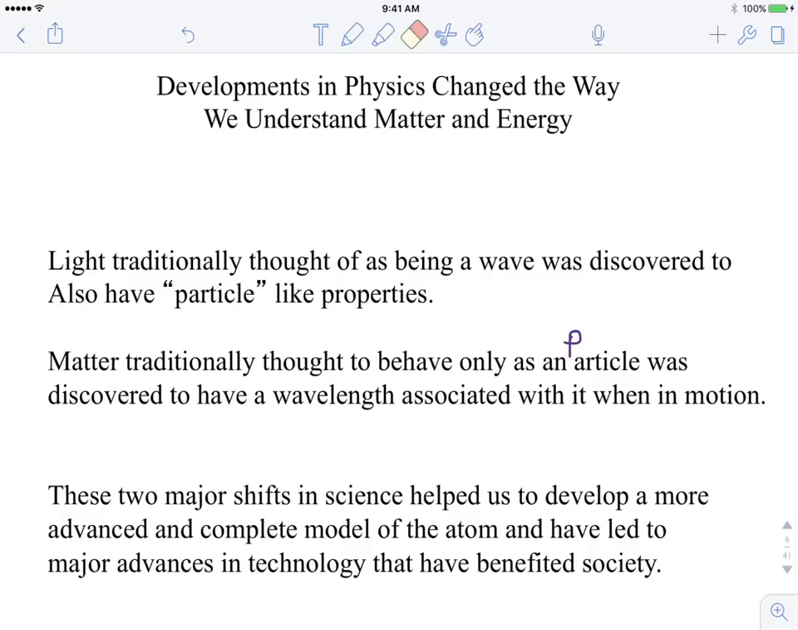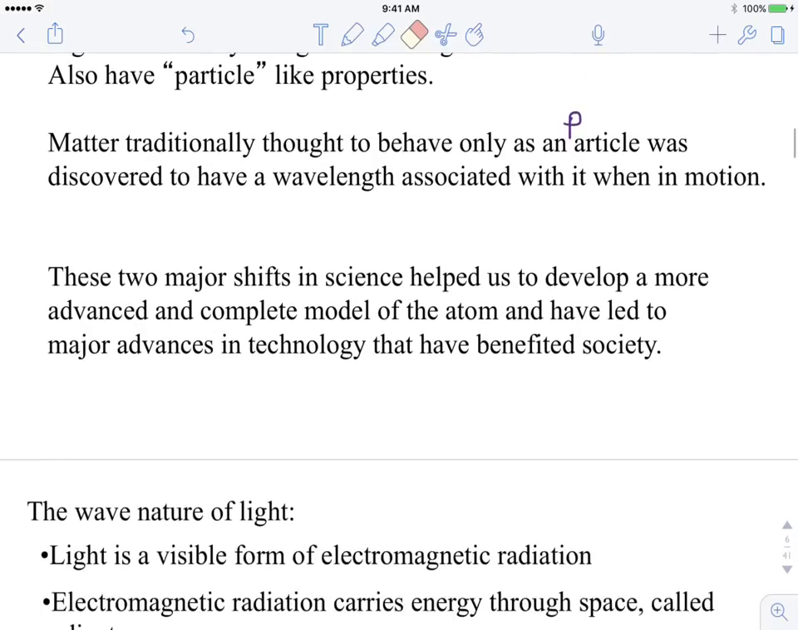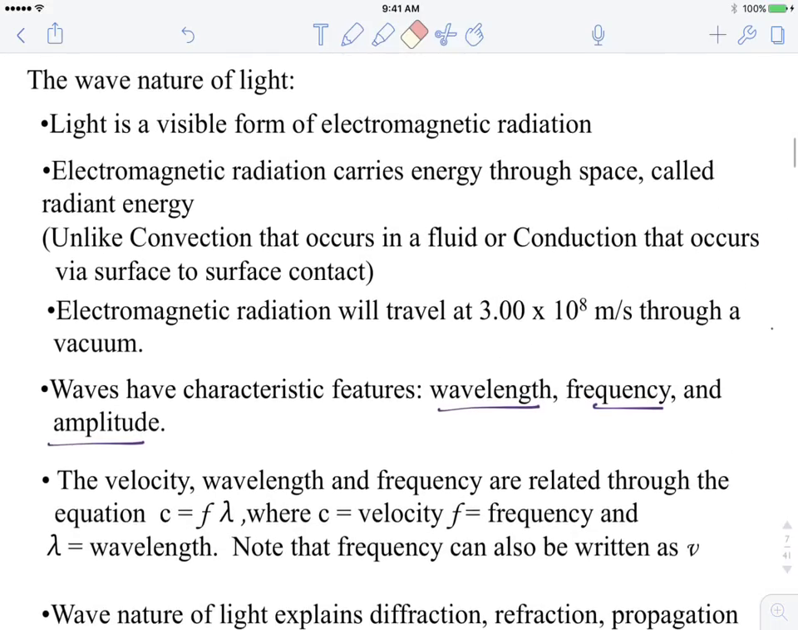But in the early 1900s, some really, really brilliant scientists, Max Planck, Albert Einstein, Niels Bohr, started looking at light for its particle properties and started to use those particle properties to explain how the atom worked and how the electrons in the atom behaved. So let's talk about the wave nature of light.